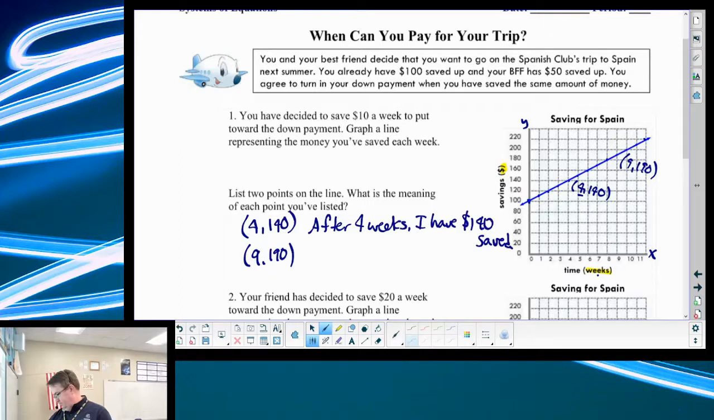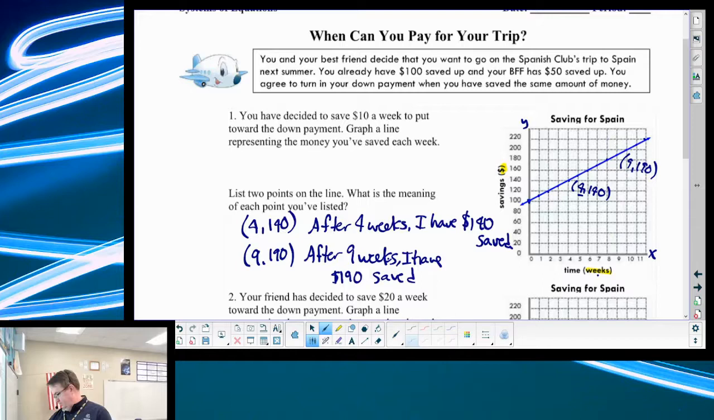So what does the point 9, 190 mean? After 9 weeks, $190 saved.